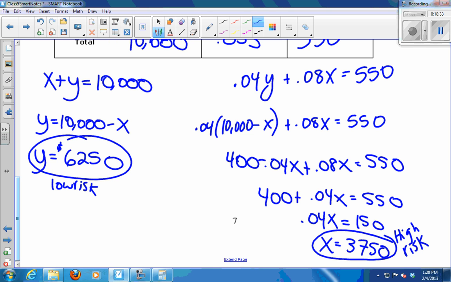So very similar to the last one in terms of the structure, we used the same model, whole times percent equals part. This time we're just mixing money instead of acid.